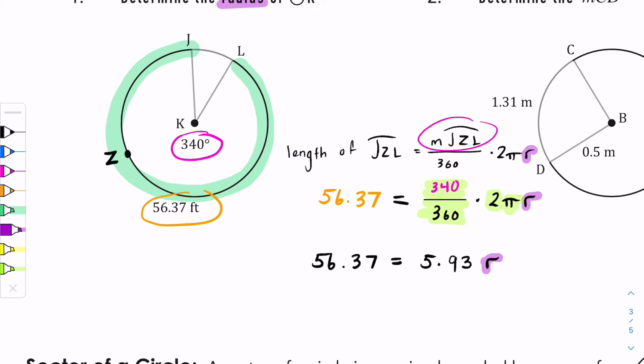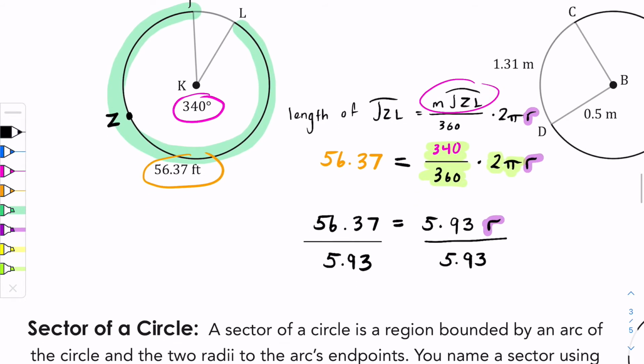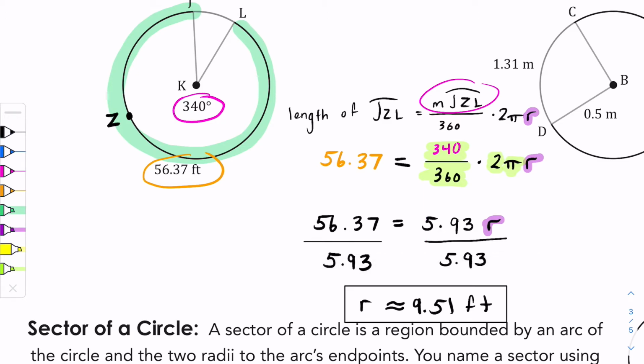Now, I'm solving for r, so in order to isolate the value of r, I'm going to divide both sides by 5.93. By doing so, 56.37 divided by 5.93 gives me approximately 9.51 feet for the radius. So this is working backwards to find the length of the radius.